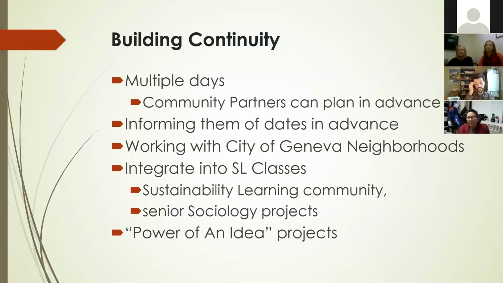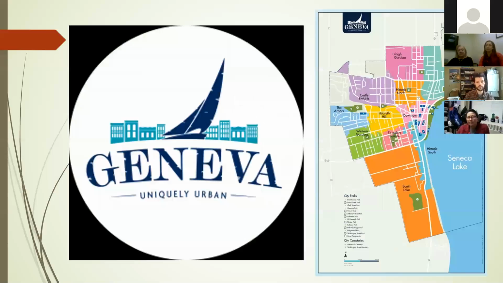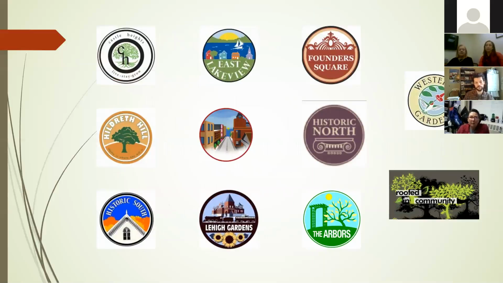And then at the bottom here, it's the power of an idea projects. That's a President Guerin phrase, and I'll give a couple of examples of that. So I talked about the city of Geneva. You can see the map there and the different shadings for the neighborhood associations. So we have worked on projects with the vast majority of these. Some of these neighborhood associations are more active than others, but we have, I would say, pretty strong relationships with probably half of these neighborhood associations, and we're happy to work with anybody else that wants to play in our sandbox as well.